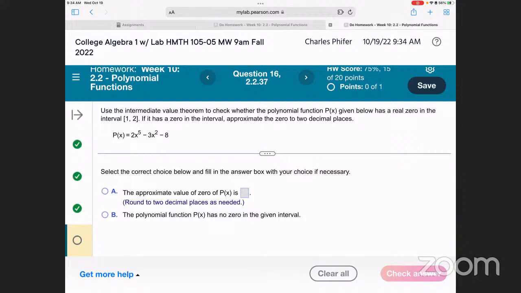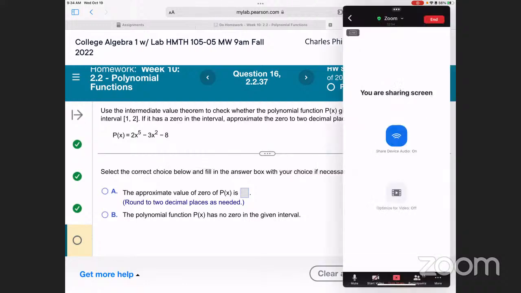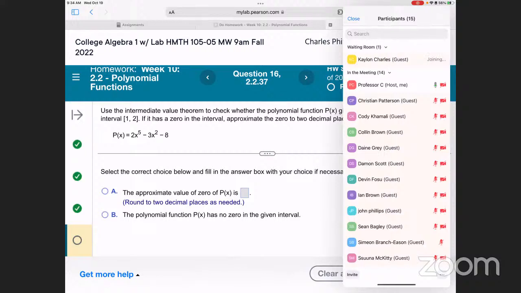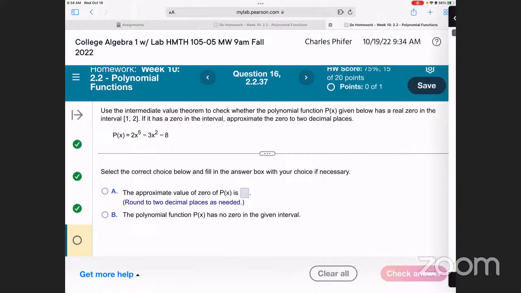So let me check Zoom really quickly, see if we got any stragglers. I get them. Got them, coach. Good. Right here.